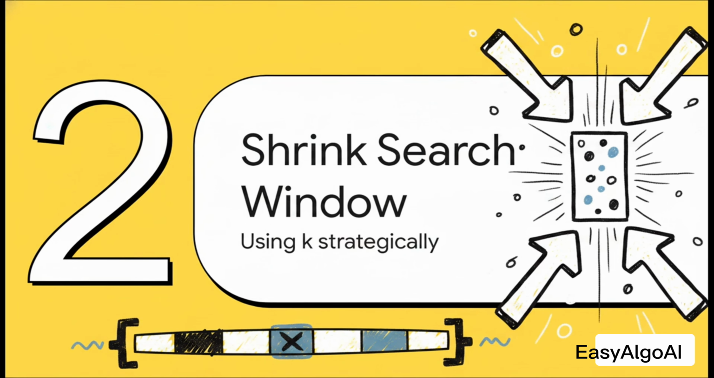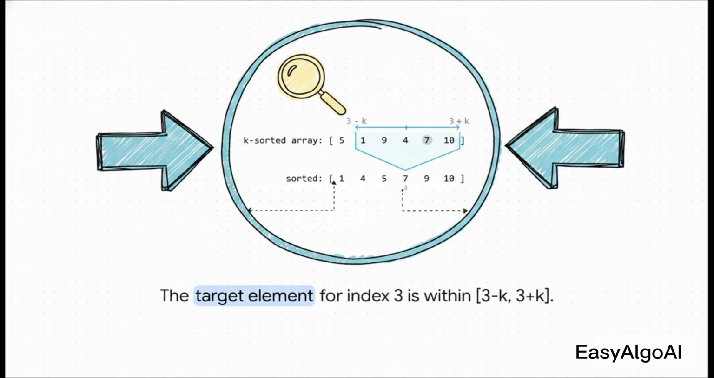Section 2. Shrinking the search window. Think about it like this. For any specific index i in our final array, the number that belongs there isn't just floating around randomly. It absolutely has to fall within a super strict sliding window, specifically from i minus k to i plus k. So looking at index 3, the number that rightfully goes there, which is 7, has to be hiding somewhere between index 1 and index 5. We've instantly narrowed our massive search space down to just a handful of elements.